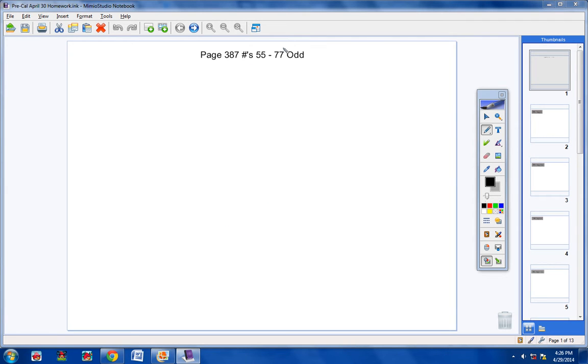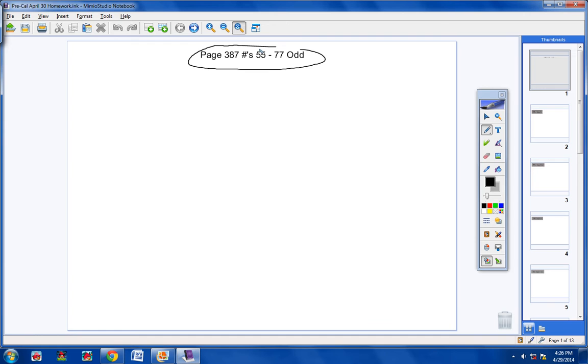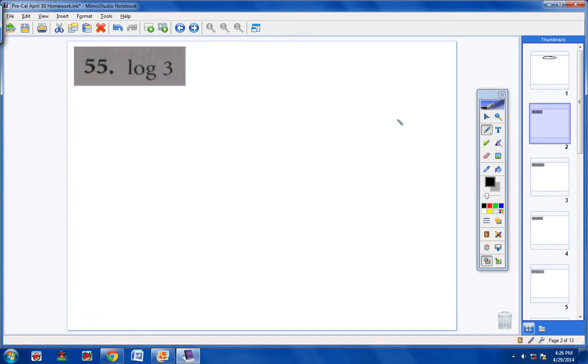Here's the assignment right here in front of you. Let's go ahead and get started, and hopefully we can help you on the problems you're struggling with. Numbers 55 through 67. The directions say find each of the following using a calculator, round to 4 decimal places.